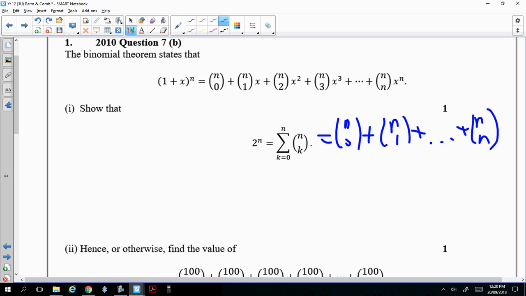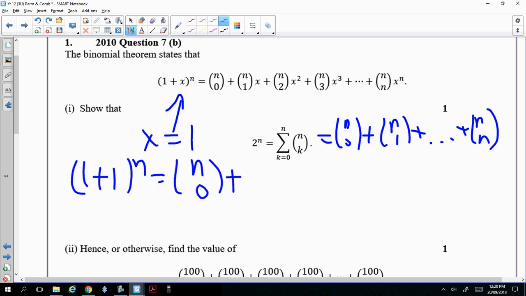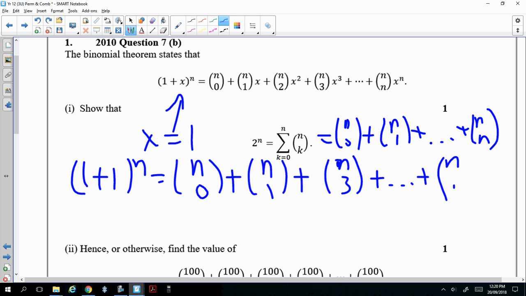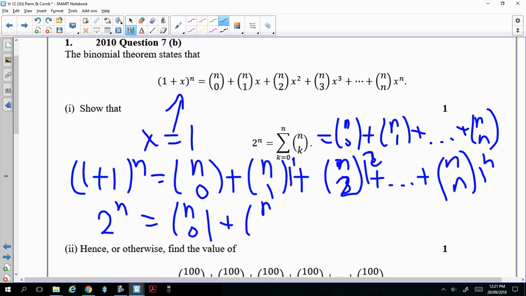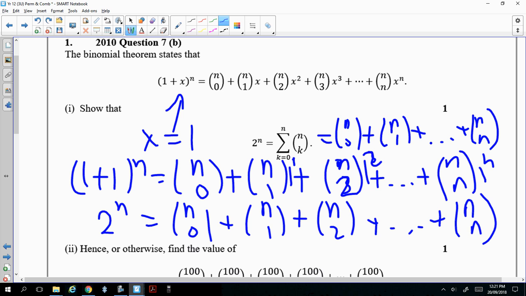n0 plus n1 plus n2 plus n3 plus dot dot dot, and make sure you put some powers down just because you're showing. So to show things you have to write the steps. Okay, good. So you do that and then you write 2 to the power n equal to this. So you have to show your steps, how you show the formula to be true. Okay? Right, that's 1 mark. Binomial theorem. Alright, good. How about the next question?